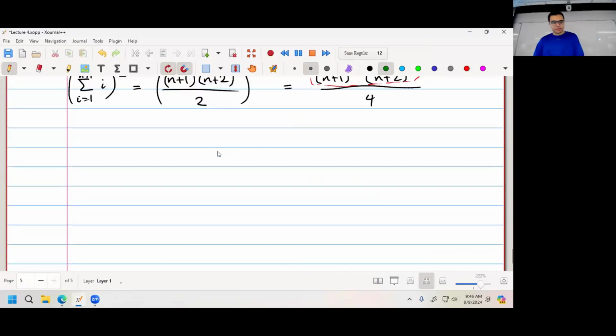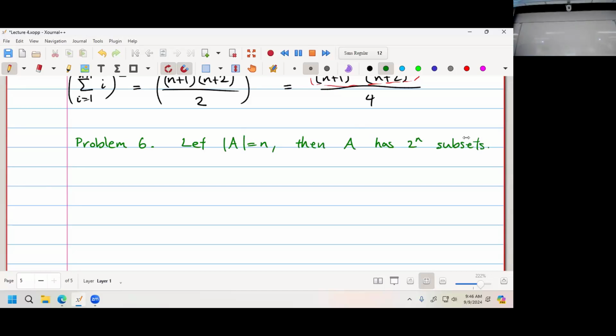Let's do another one. This is my problem 6. Suppose that I have a set of size n. You can think of it as a set of natural numbers or anything. Let A be a set of size n. I want to say that A has 2 to the power of n subsets. Again, this is an example of something that we will prove in this course using many different techniques, but at this point, I want to prove it using induction.